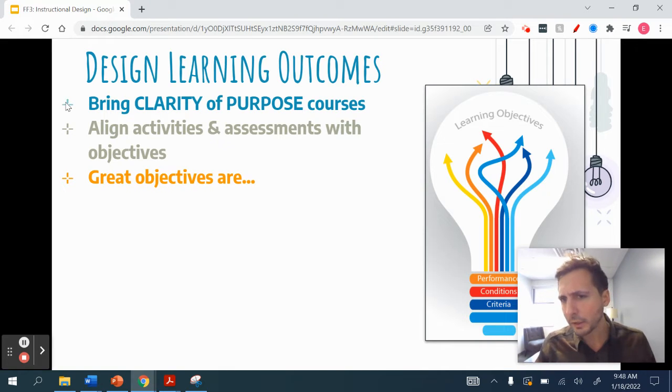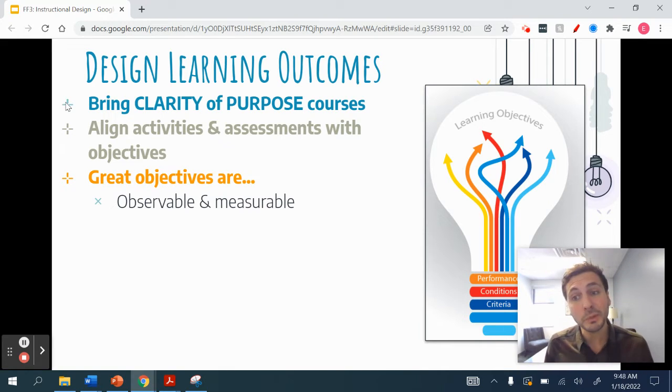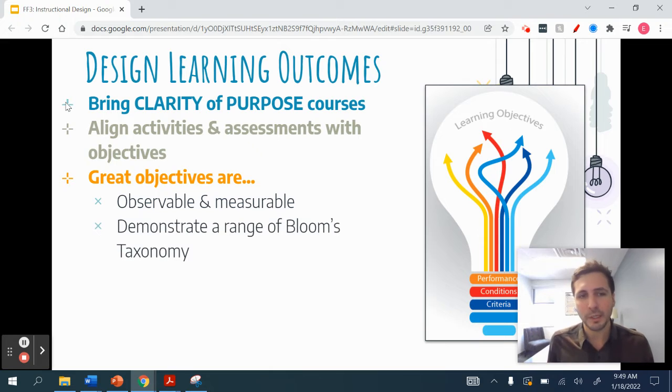Great objectives or outcomes do a couple of things. First, they're observable and measurable. So I can identify, I'm asking students to actively do something. So it's not they just know something, right? What can they actually do with that knowledge? That's what we're looking for with a great objective.